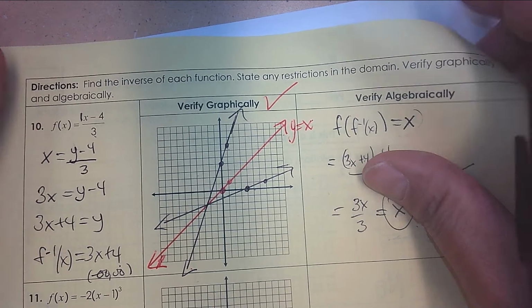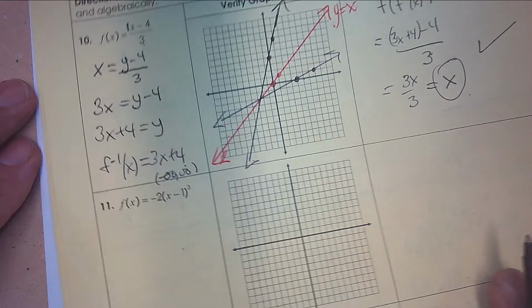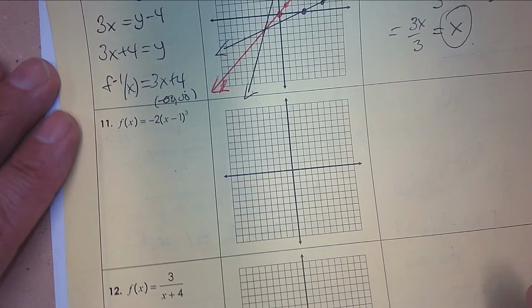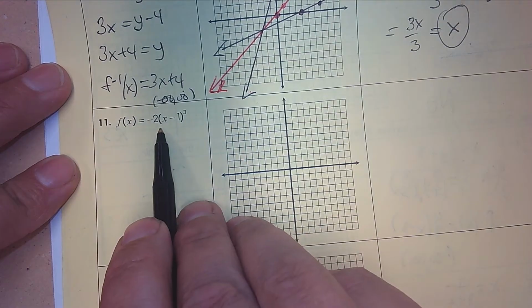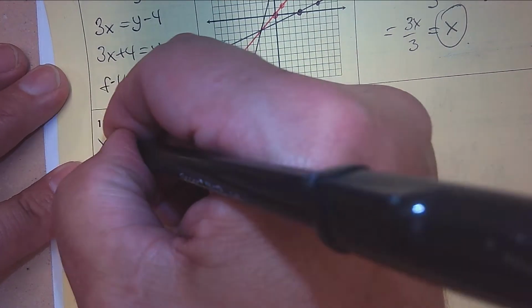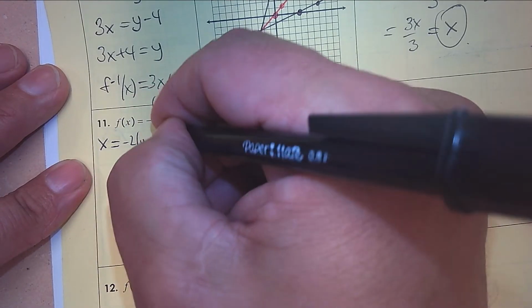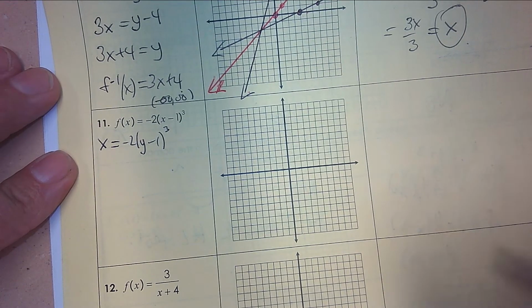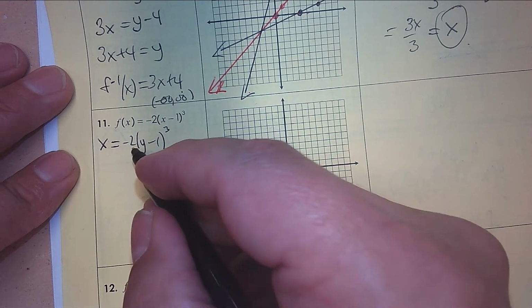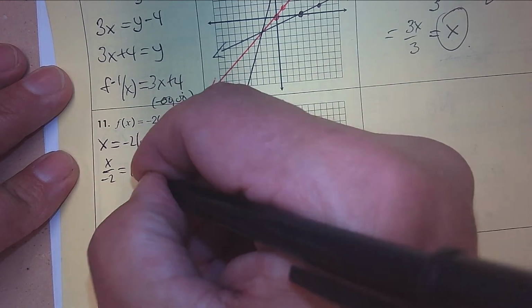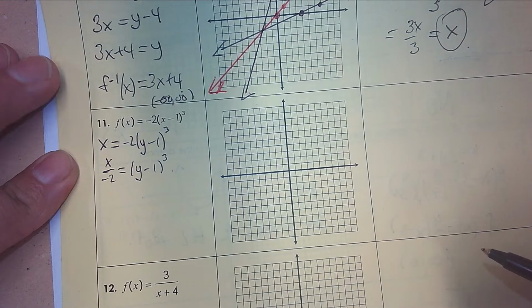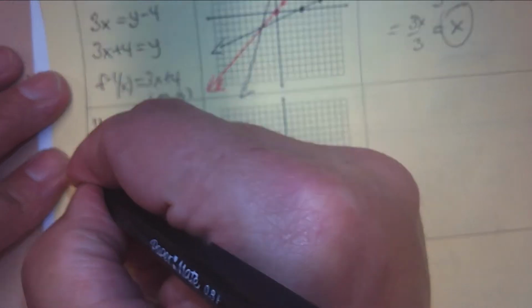Number 11. So step 1 is, can you find its inverse and graph both? So this will be interesting, a good review. So if I want to find its inverse, I'm going to start with x equals negative 2 times y subtract 1, cubed. Now I'm going to try to do the work to get y by itself. So I'm going to divide by negative 2. How do I undo cube? I cube root both sides. So this is going to be cube root.